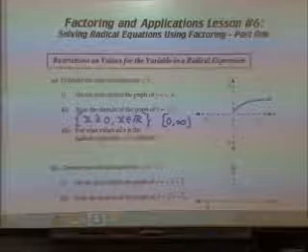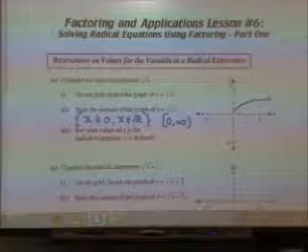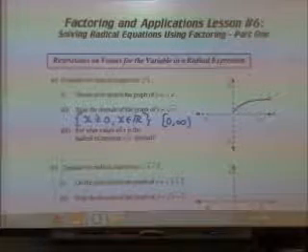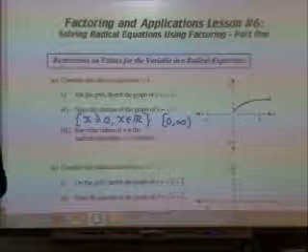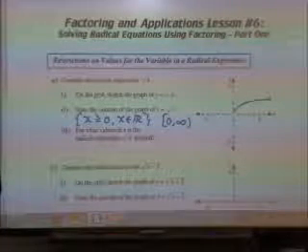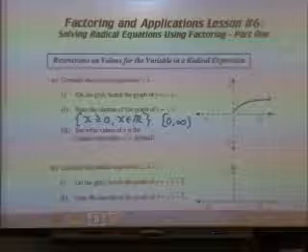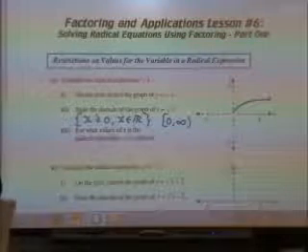So the square bracket goes on the 0 because it has to equal 0, and the curved bracket on infinity because, again, infinity is not so much a number as it is a concept. Because if you count up to infinity, I'm going to go infinity plus 1, and I'm going to beat you.